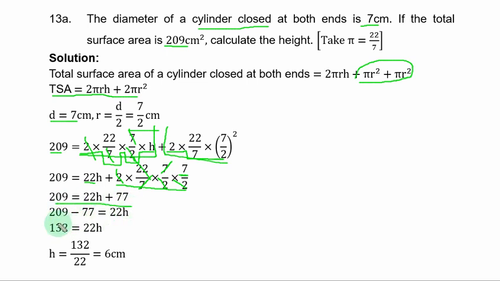If you collect like terms, you have this. If you subtract, you get this. Divide both sides by 22, you have h equal to 6 centimeters. That is the height of the cylinder.